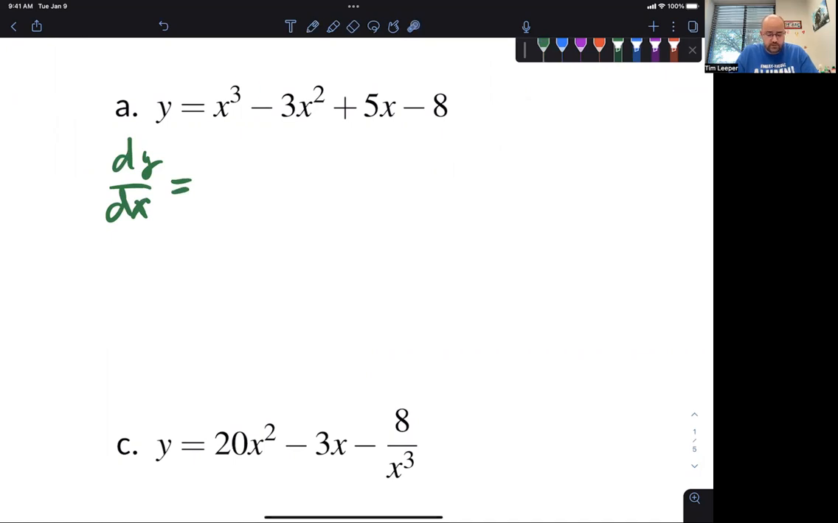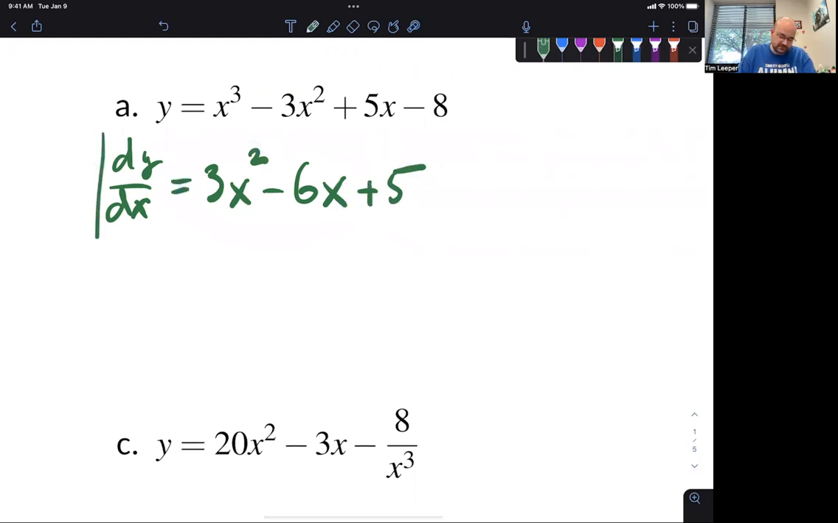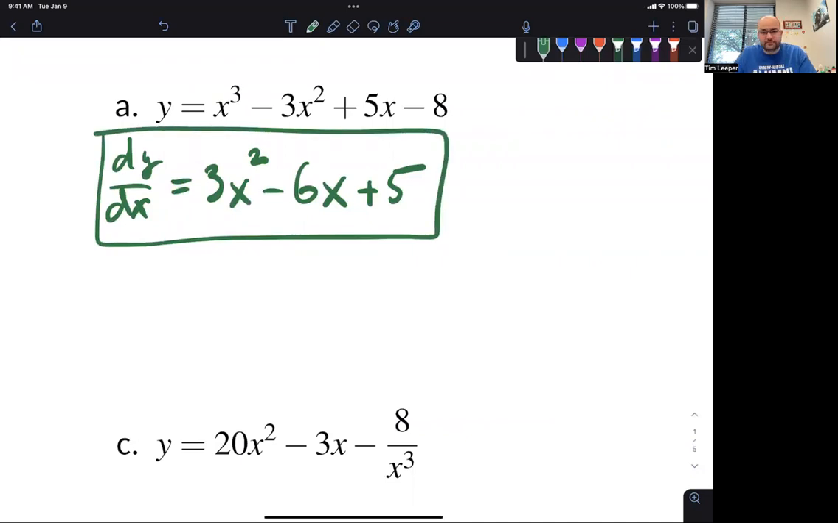So, using the power rule here, this 3 comes down in front, making that 3. And then subtract 1 from the exponent makes that x squared. So it's 3x squared. Then down here, 2 times negative 3 gives me negative 6. And then subtract 1 from the exponent gives me a 1. And then the derivative of a linear is just the slope of the line, which is just 5. And the derivative of a constant is 0. So here is the derivative here on A.